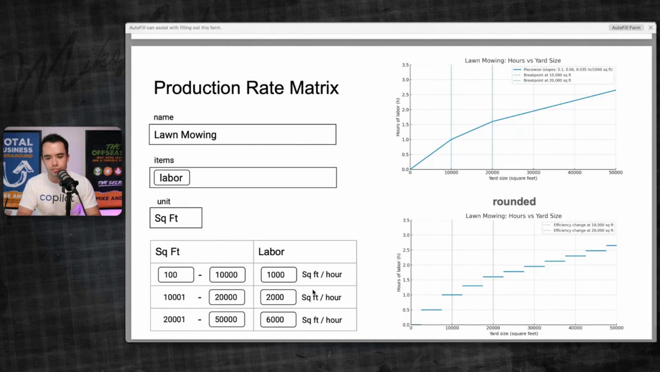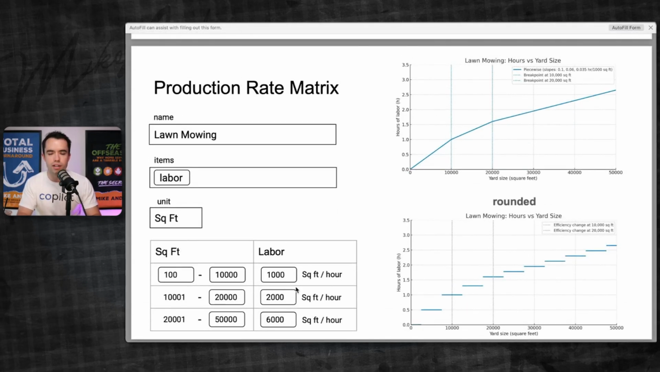Then you have your production rate matrix, which again means that as we get into larger size properties, there are inherent efficiencies gained because of equipment, because we don't have to do as much perimeter, etc.